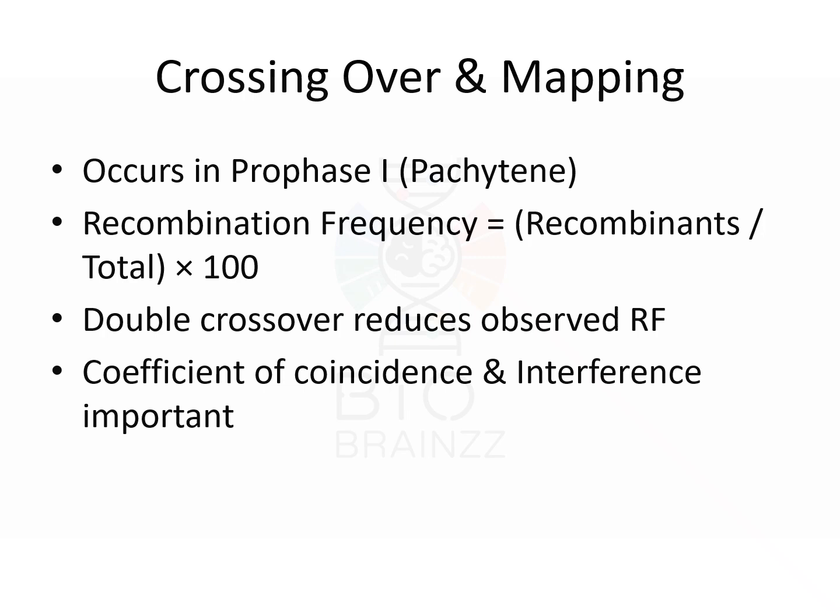Crossing over occurs during meiosis, when homologous chromosomes exchange segments. This creates new combinations of genes called recombinants. Recombination frequency is calculated to measure distance between genes. Sometimes double crossovers occur, which can affect measurements. Concepts like interference and coefficient of coincidence help explain these events and are important in genetic mapping problems.